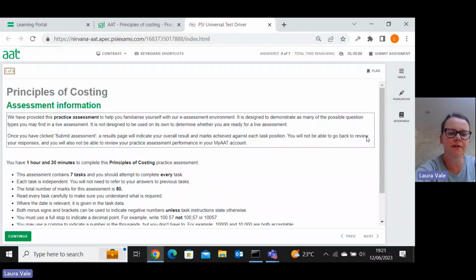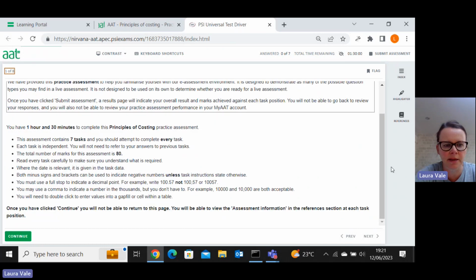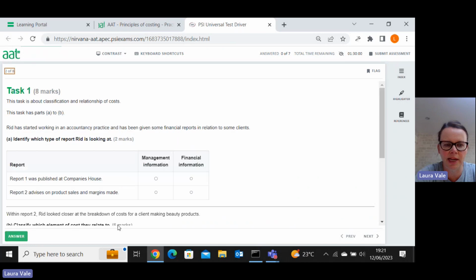You've got an hour and a half, 7 tasks, 80 marks. Shouldn't be too time pressured, this one. But let's see how I get on. I haven't actually done this, although I do have the answers in front of me to check each one as we go along. So task 1 is 8 marks about classification and relationship of costs.